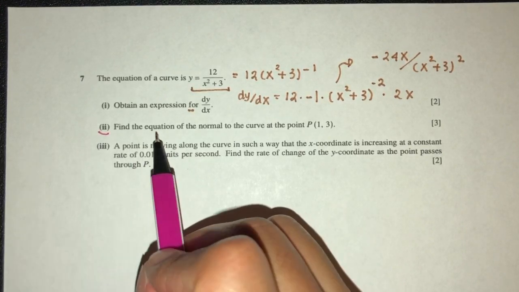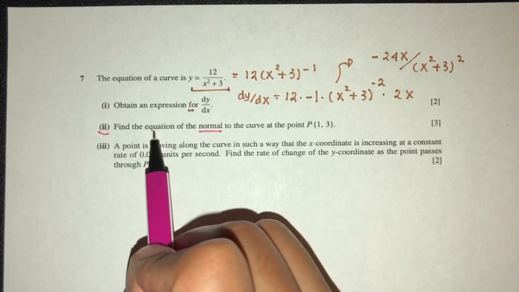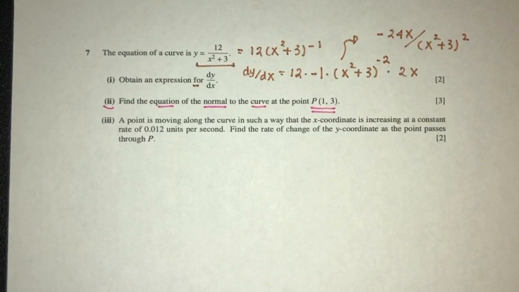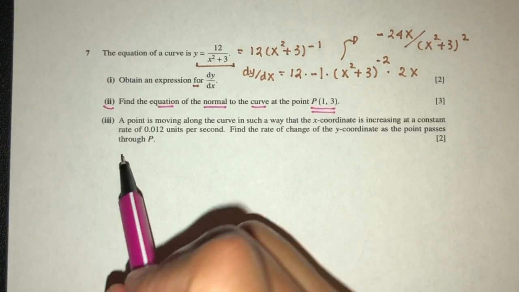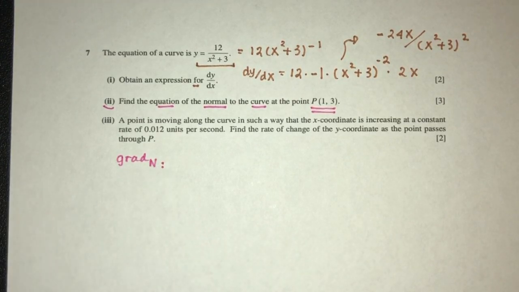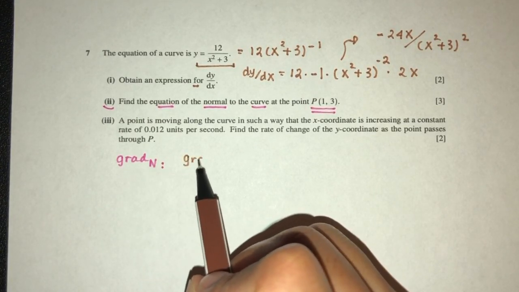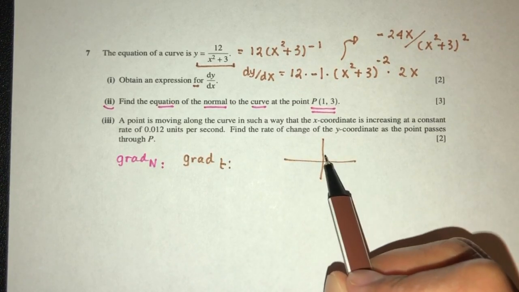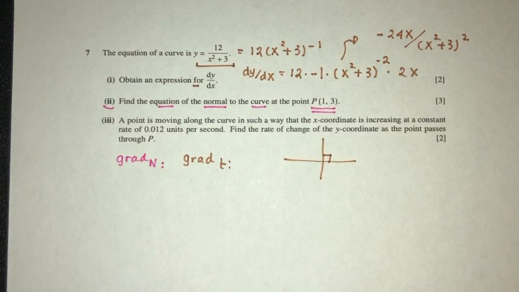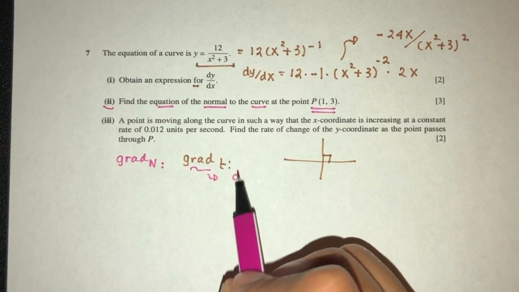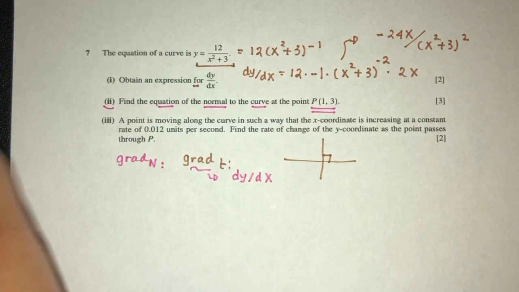Now for part 2, find the equation of the normal to the curve at the point P. So how can you find the equation of the normal at the point P? So pretty easy. We know the normal is a straight line. We have to first find the gradient of the normal. Again, same concept. To find the gradient of the normal, we must first find the gradient of the tangent, because we know that the normal and tangent are at 90 degrees to each other. But also, the gradient of the tangent is simply dy by dx. So we know this already.